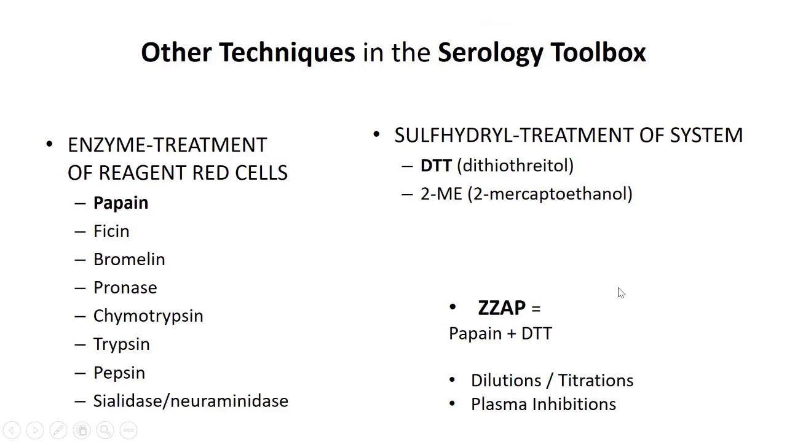You can also do dilutions or titrations and plasma inhibitions, which, as I mentioned, are useful in inferring antibodies against soluble adsorbed antigen structures.